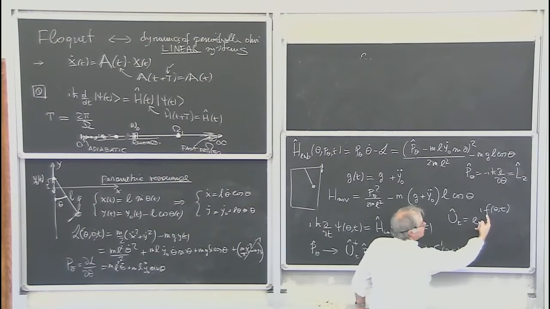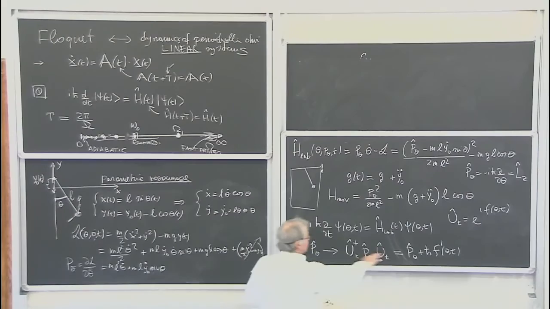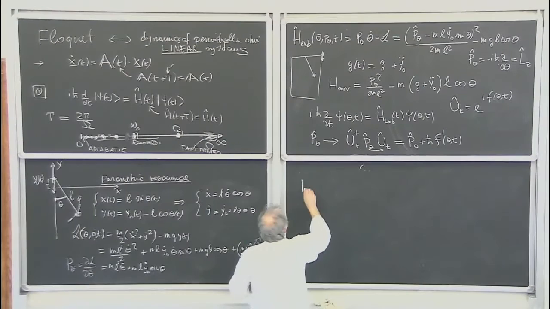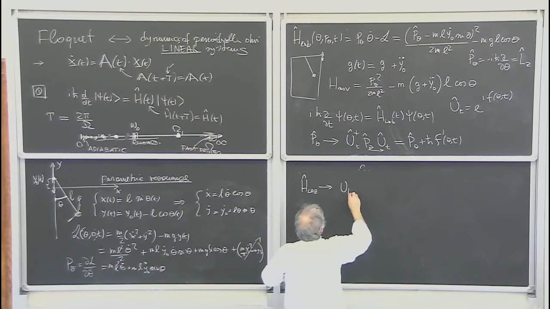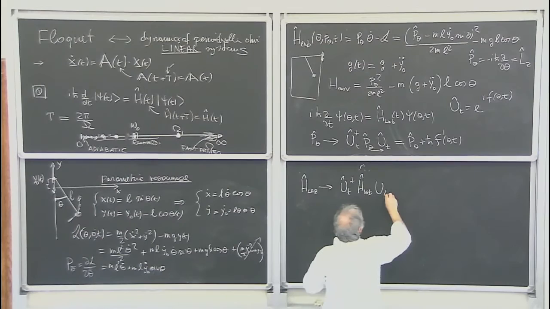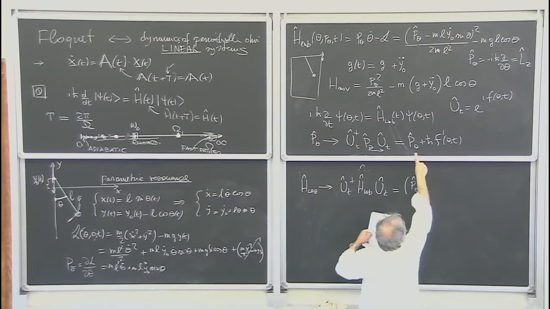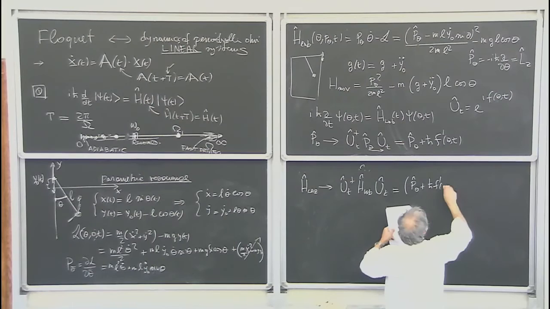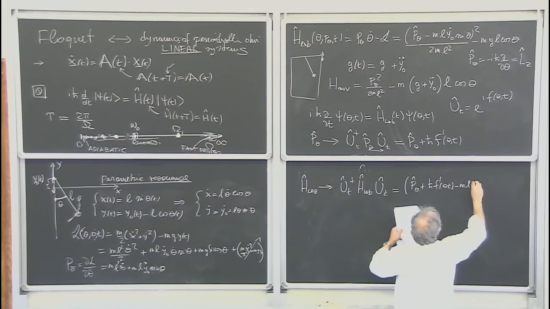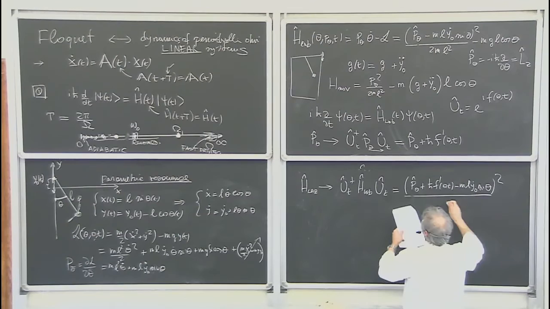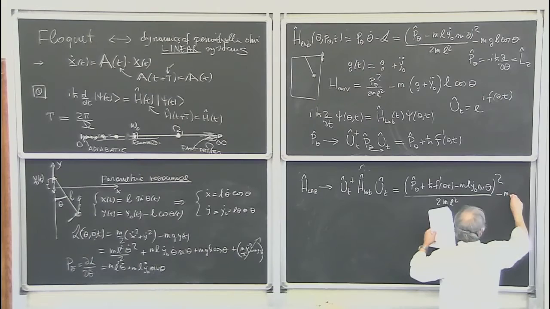Okay? With this little device, it's simple to show that the lab Hamiltonian transforms under this unitary operation into the following object: p theta plus h bar f prime of theta and t, minus m l y zero prime times the sine theta, all squared, divided by 2 m l squared. The rest is untouched because the unitary is only a function of theta and therefore does not affect theta. Okay? It affects only the momentum.